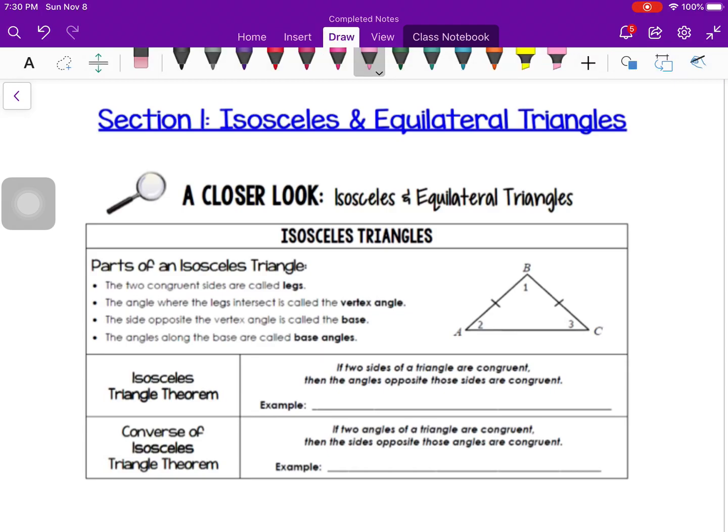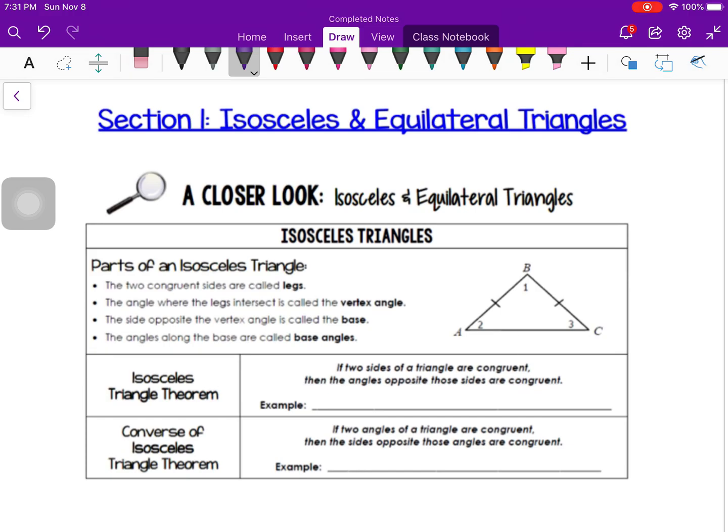Welcome to Unit 3B. We are still studying triangles, but our section 1 today is on isosceles and equilateral triangles. We've already talked about what those are, but we're going to dive in a little bit deeper into what properties they have. So first, let's look at isosceles triangles.